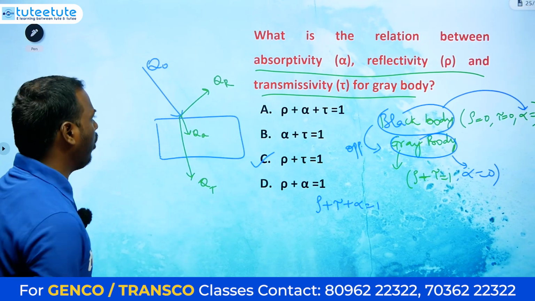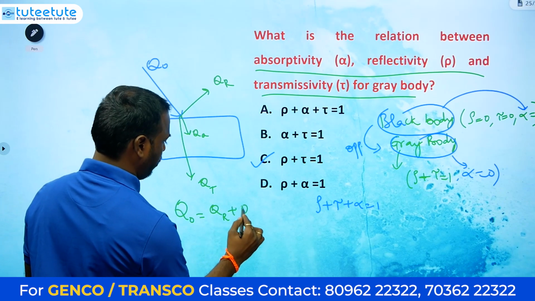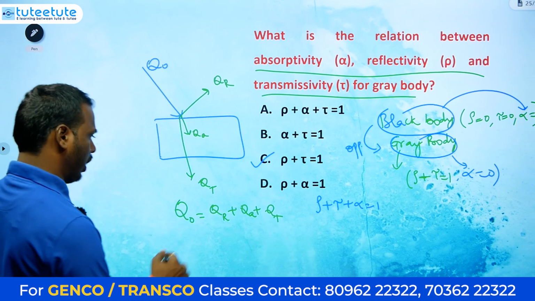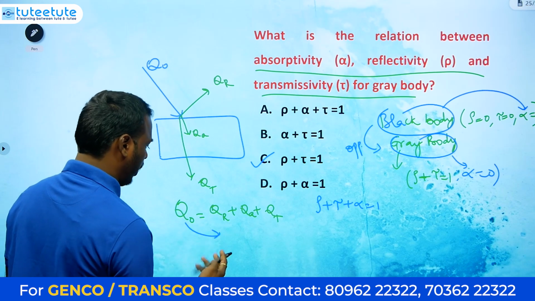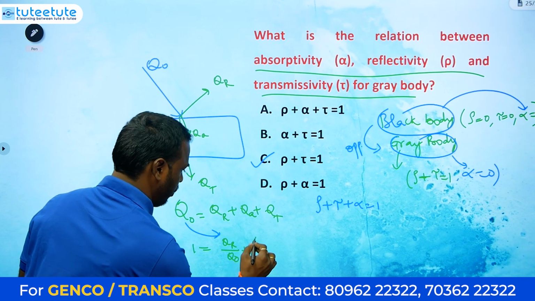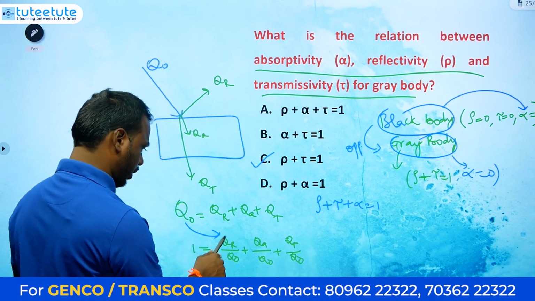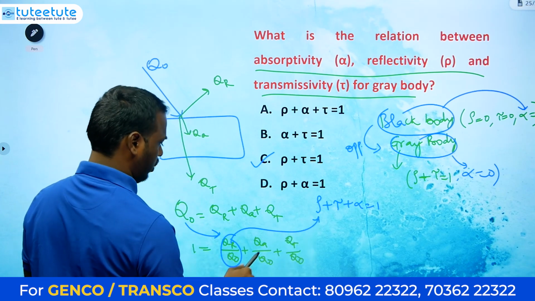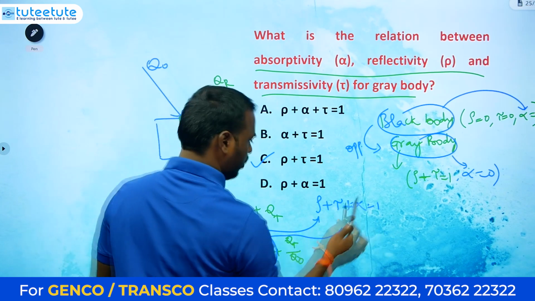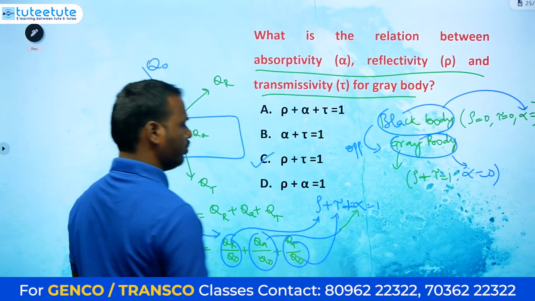Suppose I am taking, how can I write that? Nothing but Q naught is equal to QR plus QA plus QT. Generally we can write it like this. And of course I can also take this to this side. What happened? 1 is equal to QR by Q naught plus QA by Q naught plus QT by Q naught, where QR by Q naught is equal to rho, QA by Q naught is equal to alpha, and this one will be tau, simply.